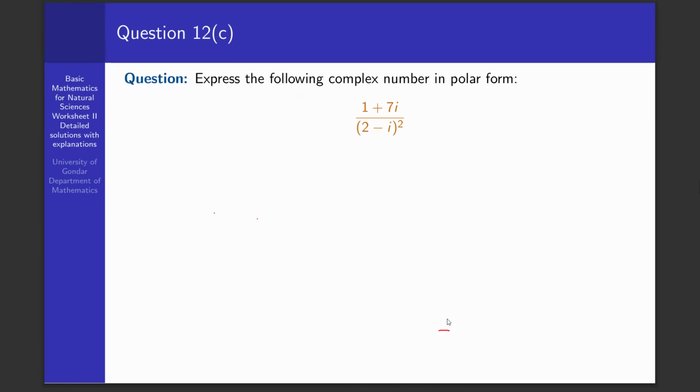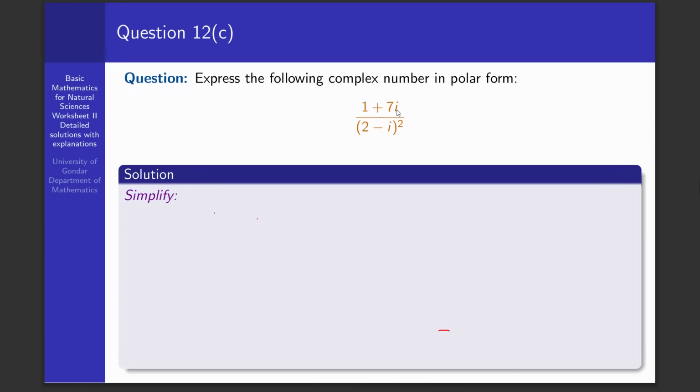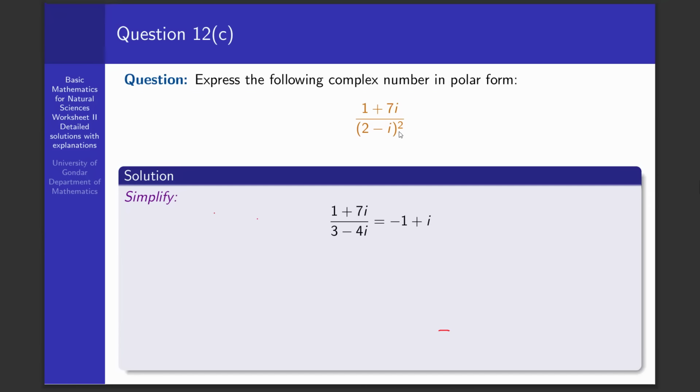Next one is: express the following complex number in polar form. Again, that's the same, but with a little modification or complexity here because of the existence of this one, that simply the square is just the denominator. So as usual, first let us simplify this expression, this complex number, in standard form. When you do this, first we have to simplify the denominator.